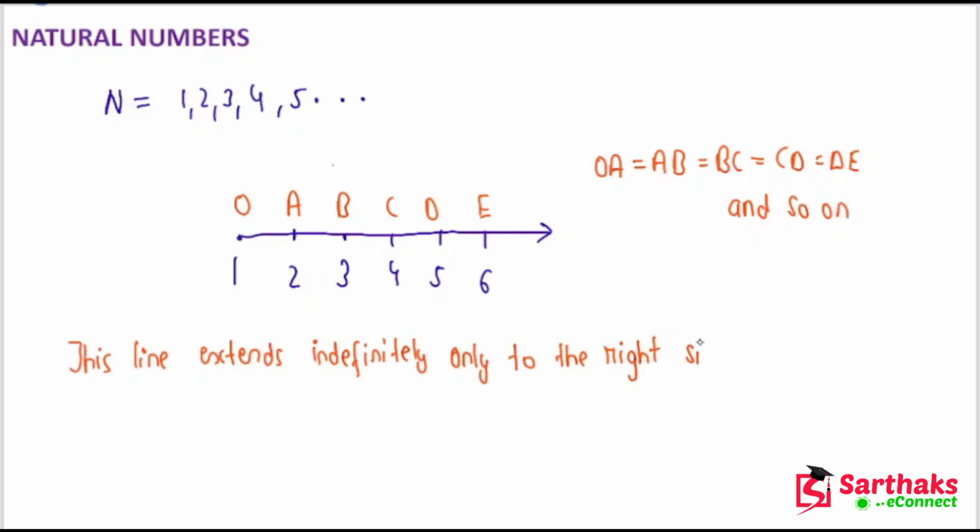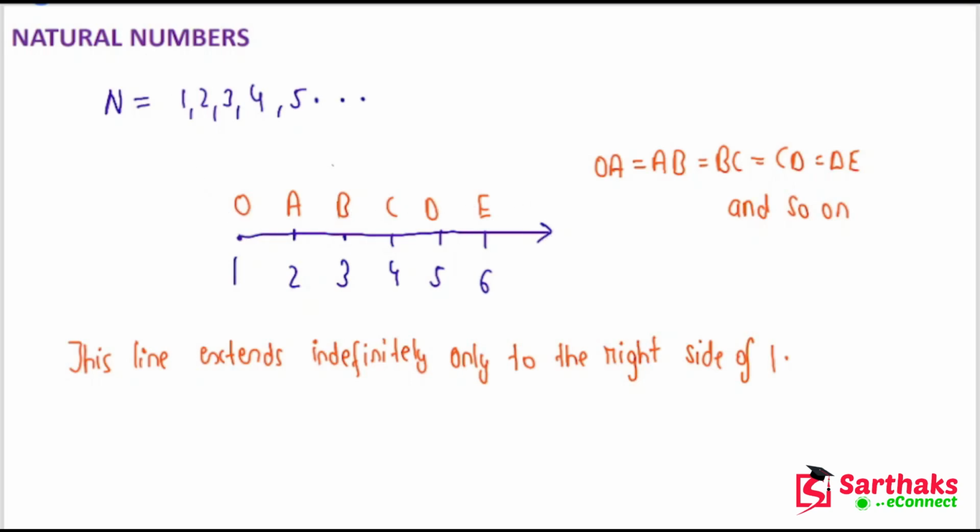Only to the right side of 1. You can clearly see that there is nothing towards the left of 1 in case of natural numbers, right? We are talking about natural numbers, not integers. Otherwise we would have 0 on the left of 1. That is why we are using a geometrical figure which has a starting point, because natural numbers have a starting point but do not have an end point on one side of it.